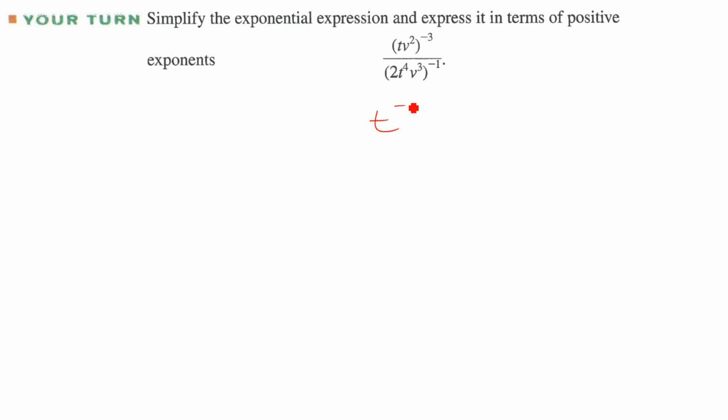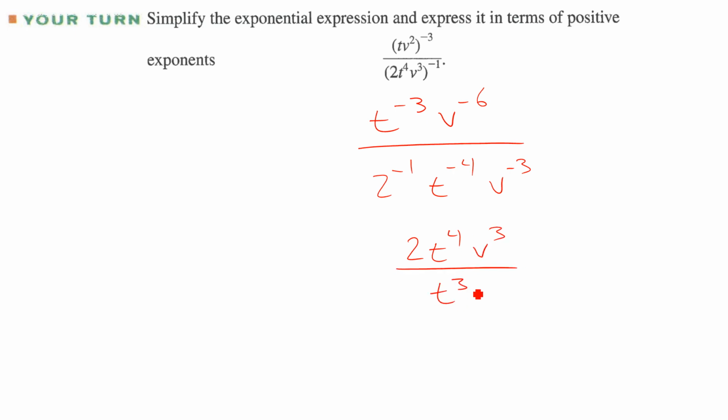We would have t to the negative 3, v to the negative 6, over the negative 1 distributes 2 to the negative 1, t to the negative 4, v to the negative 3. So let's flip over everything that needs to flip over, which is everything. 2 on top, 2 to the 4th on top, v to the 3rd on top, t to the 3rd on the bottom, v to the 6th on the bottom. Our final answer is 2t over v to the 3rd, 6 minus 3.